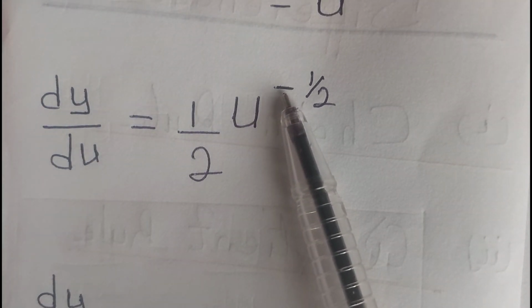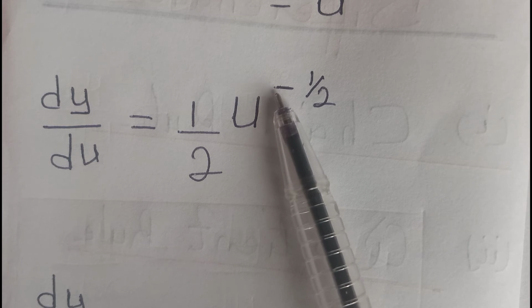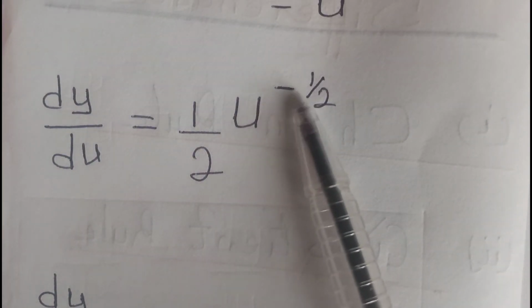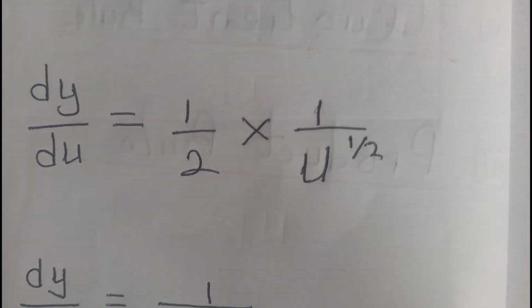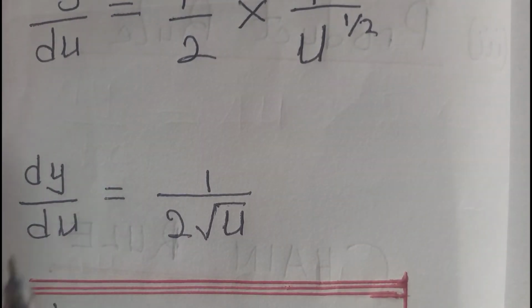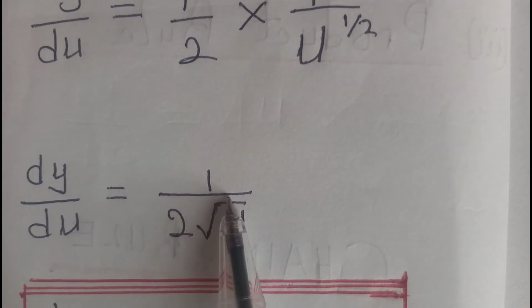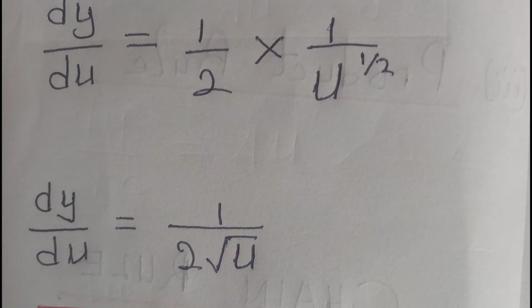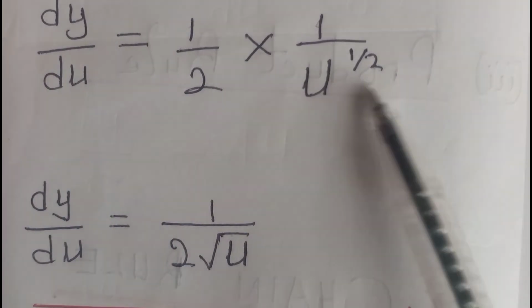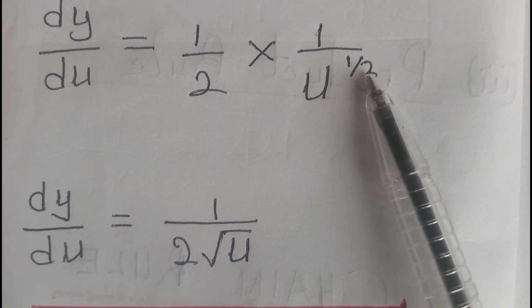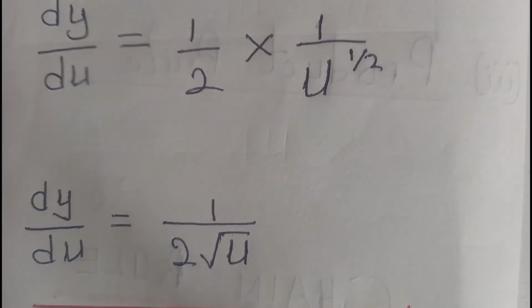Remember, one of the laws of indices says that if you have a raised to power minus 1, it's the same thing as 1 all over a. So since I'm having u raised to power minus half, it will be 1 over u raised to power half. Then the dy by du now will be 1 over 2 root u. How? This 1 times this 1 will give us 1. This 2 is this. This u raised to power half, you go back to root. It will be like this.